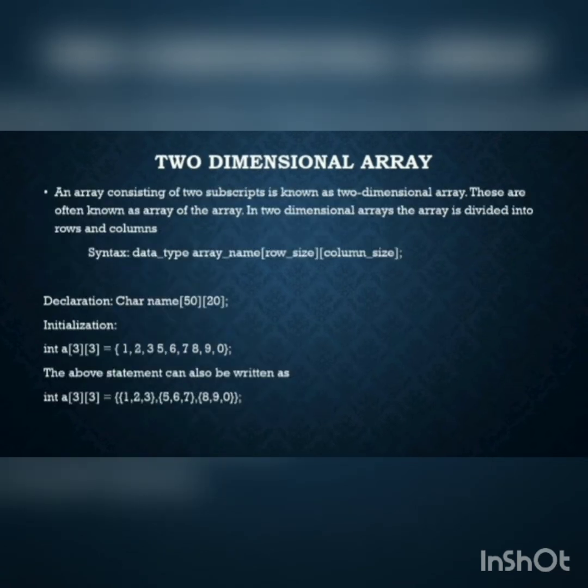Second, two-dimensional array. An array consisting of two subscripts is known as a two-dimensional array. These are often known as array of arrays. In a two-dimensional array, the array is divided into rows and columns. Syntax: data type array_name[rows][columns]. Example for initialization: int a[3][3] = {1, 2, 3, 5, 6, 7, 8, 9, 0}.